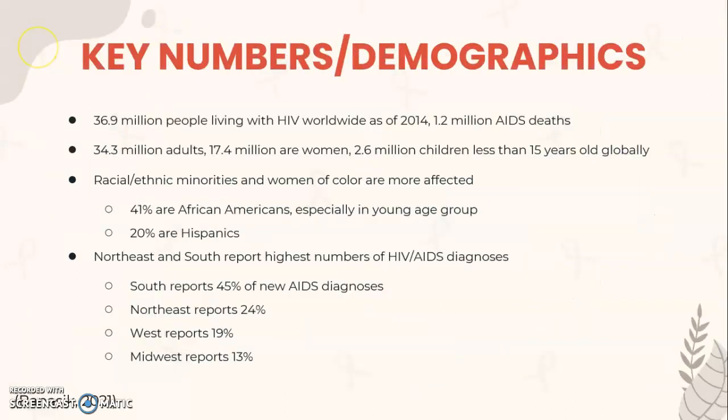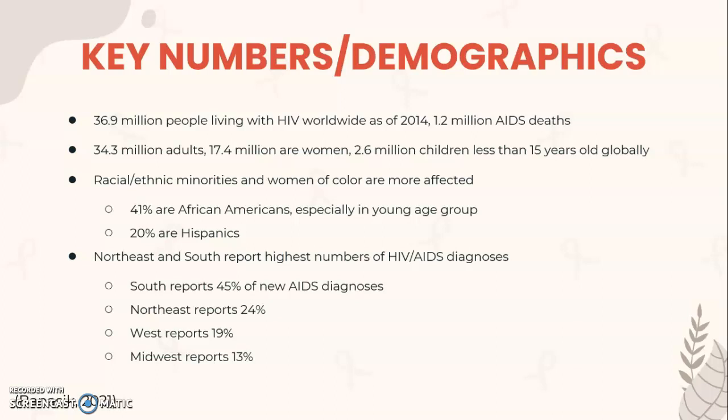So some other key numbers and demographics, and all of these numbers came from the book, so there may be some slight differences when you try to Google the numbers, but these numbers came from the book. So 36.9 million people are living with HIV worldwide as of 2014. 1.2 million AIDS deaths. There are 34.3 million adults, and of that number, 17.4 million are women and 2.6 million are children who are less than 15 years old.